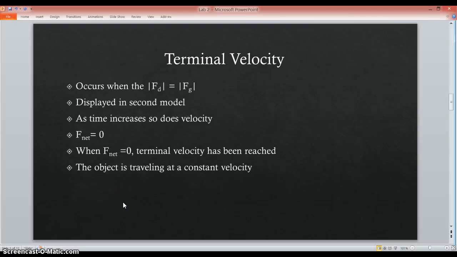Another key component of this lab, terminal velocity, occurs when the magnitude of the drag force is equal to the magnitude of gravity. It is displayed in the second model. As time increases, so does velocity. When the net force is equal to 0, terminal velocity has been reached. And when an object actually reaches terminal velocity, it is said to have a constant velocity. As an object is in free fall toward the ground, and the slope in a graphical representation of the object has a constant iterative slope, the object is said to have reached terminal velocity.